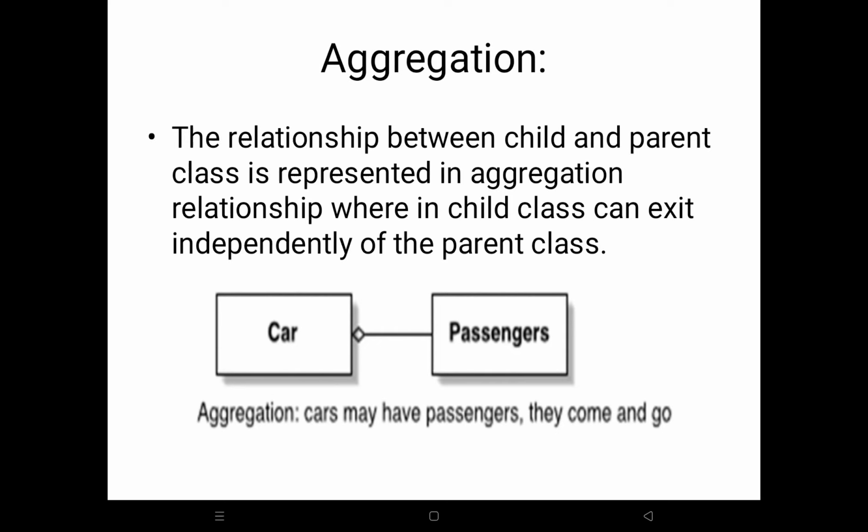Okay, it's not depending on the car, it's not depending on the parent class. So the child class can exist independently of the parent class is called aggregation. A car can exist without a passenger, and a passenger can exist without a car. So they are not depending. This is called the aggregation relationship.